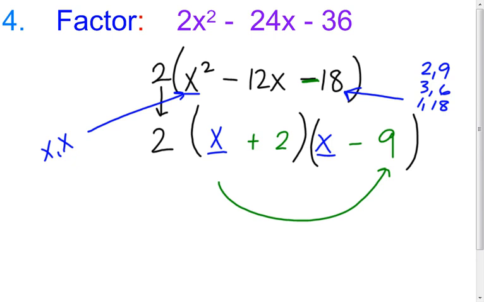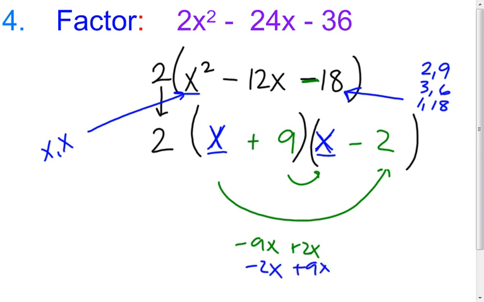Here we go. Outsides, negative 9x. Insides, positive 2x, which gives me negative 7x, and that doesn't do anything. I can switch my 2 and my 9 in this case, but the two things in blue right here are no different, so I'm going to basically get the same thing, except I will get negative 2x on my outside and positive 9x on my inside. That's all that's going to happen here.